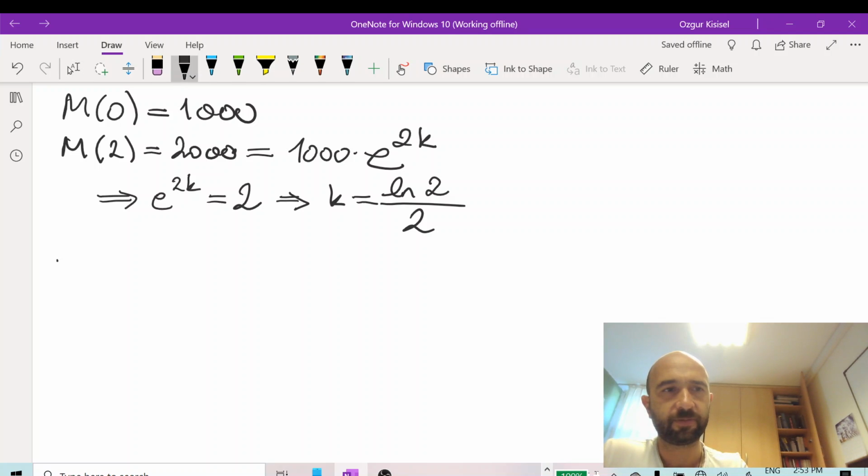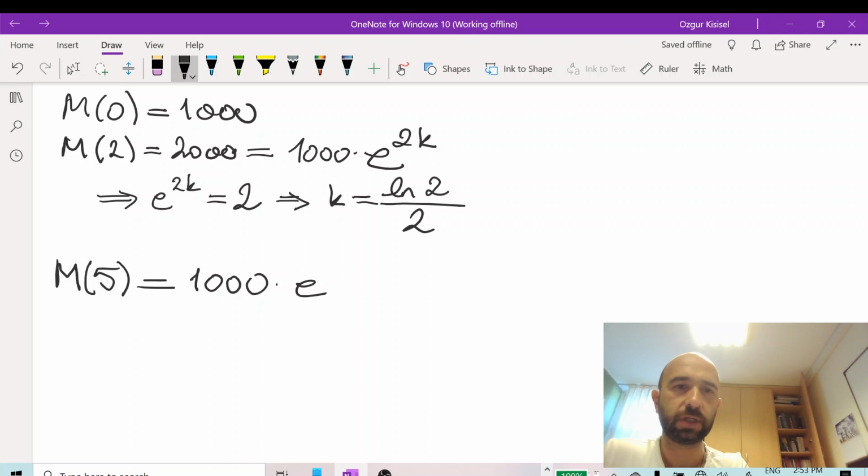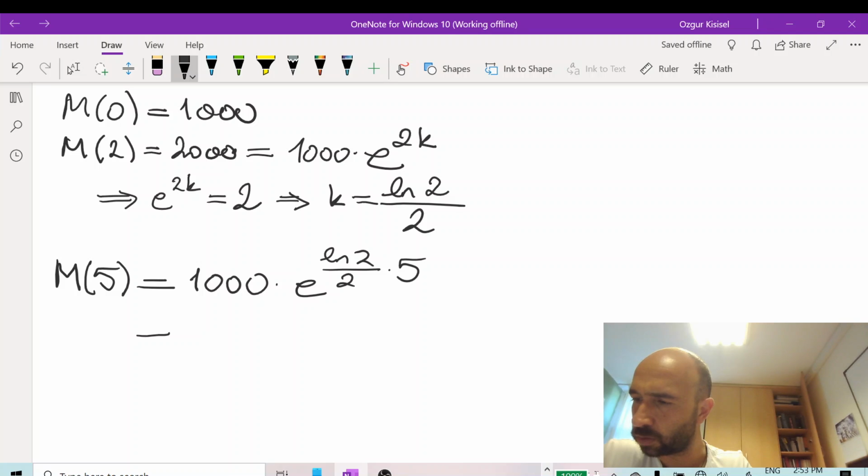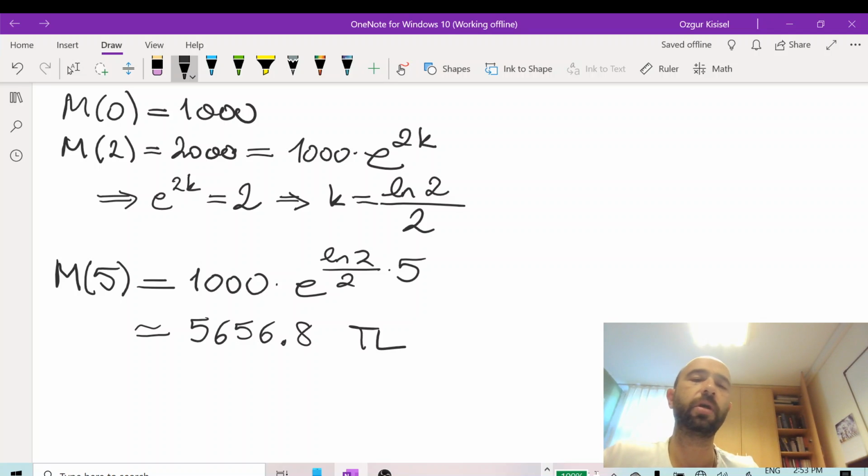Now we want m5, right? So this is going to be 1,000 times e to the, now we know k, so ln2 over 2 times 5, t is 5. Well, you'll need a calculator here. So if I'm not wrong, this gives you something like 5,656.8 liras or something of that sort.